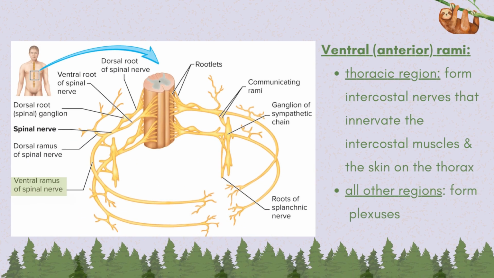Ventral or anterior rami function differently depending on where they are located. Ventral rami of the thoracic region form intercostal nerves that innervate the intercostal muscles and the skin of the thorax. In all other regions, the ventral rami form plexuses.